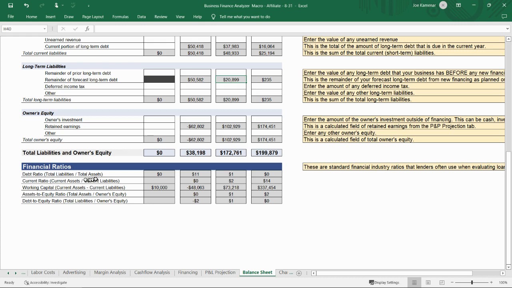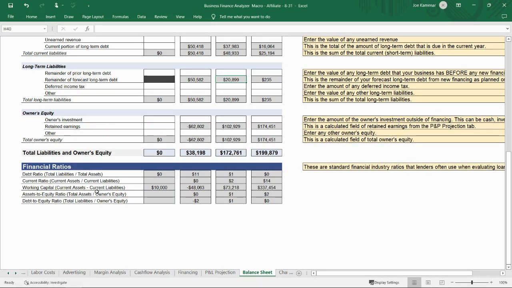We also provide some financial ratios. These are used by some lenders and investors to look at the ratios for you compared to the rest of your industry. Debt ratio, current ratio, which is your current assets to current liabilities. That's a measure of your liquidity. The working capital, current assets minus current liabilities. That's what you have available as working capital. And if you need more to cover seasonal issues or for inventory, that's where you may need either a cash advance or a working capital loan.